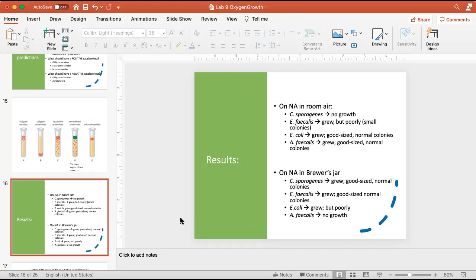Have we got one of those? Is it the first one, the C. sporogenes? Yeah, that's exactly right. This Clostridium organism, no growth in room air. Oxygen is toxic to this bug. Will not grow in room air. When you put it in a jar where all the oxygen has been removed, it grows great. So we already have a good idea that we have an obligate anaerobe and an obligate aerobe in this group.